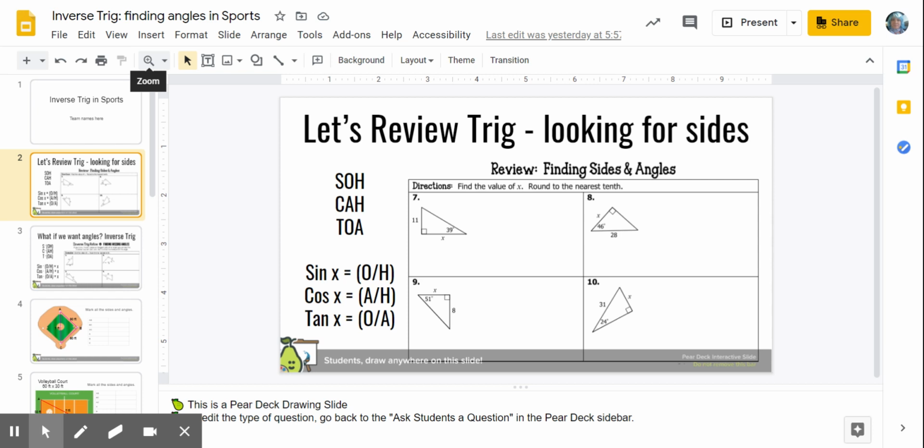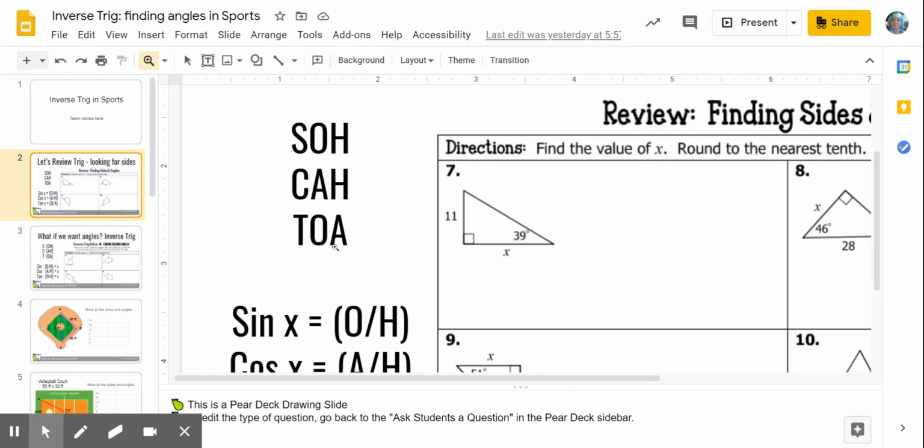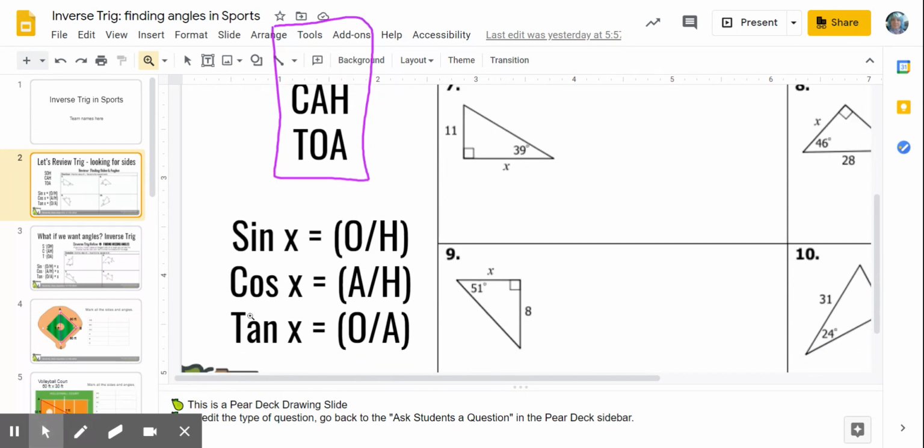You haven't learned trig at all ever in your life, right? We've got our memory tool, SOHCAHTOA, where the S is sine, the C is cosine, and the T is tangent. That X is your angle, right? So if I'm given an angle and a side, I should be able to find the other sides.